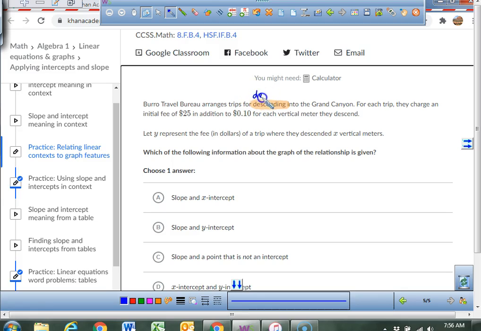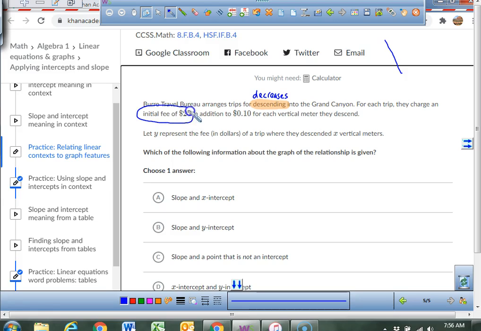Another word for descending, like it's going down, right? It's decreasing, like it decreases into the Grand Canyon. So that kind of gives you a hint. If you're decreasing, what's happening to your line? It's going down. Yeah, there you go. Okay. For each trip, they charge an initial fee. Ooh, they gave us.